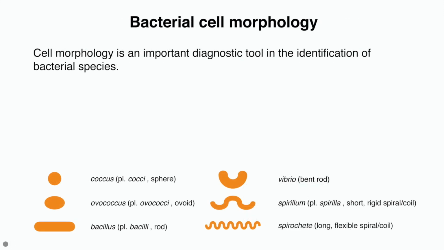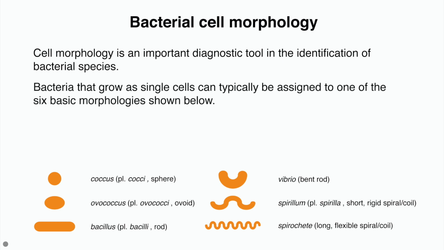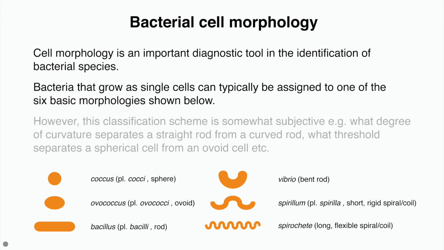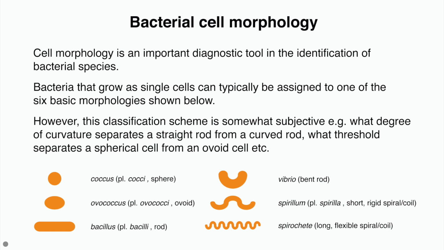Cell morphology is an important diagnostic tool in the identification of bacterial species. Bacteria that grow as single cells can typically be assigned to one of the 6 basic morphologies shown below. However, this classification scheme is somewhat subjective. For example, what degree of curvature separates a straight rod from a curved rod, and what threshold separates a spherical cell from an ovoid cell, and so on.